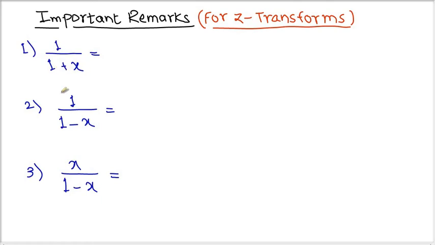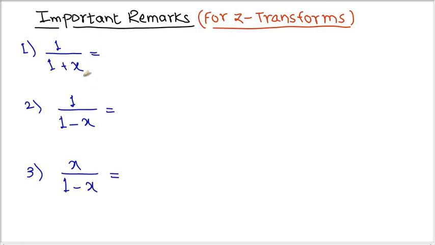In the denominator, the first terms 1, 1, 1 are all the same, and the second terms are also the same. You can check here x, x and x, right? The only difference is in the numerator. Here it is 1, here is also 1, here it is x, right?